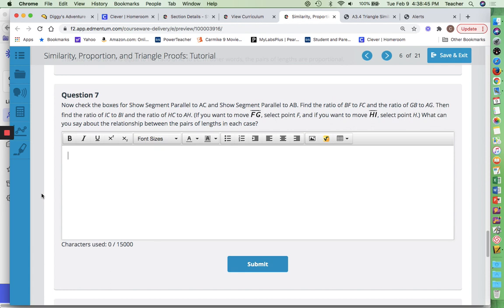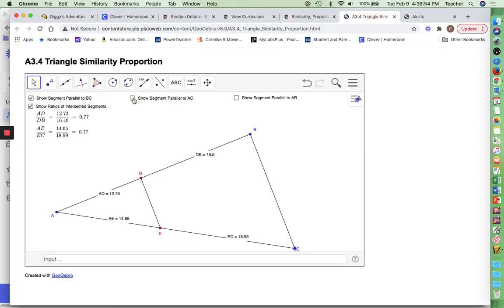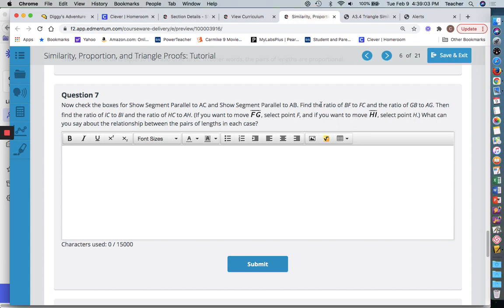All right, question 7. Now check the boxes for show segment parallel to AC and show segment parallel to AB. That's an interesting looking figure. Find the ratio of BF to FC and the ratio of GB to AG. Then find the ratio of IC to BI and HC to AH. What do you say about the relationship? Oh, good grief, people. They're going to remain proportional. All right, but I'll do it.